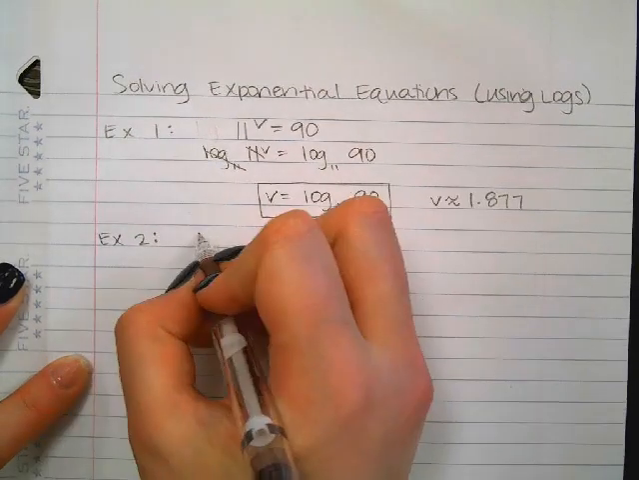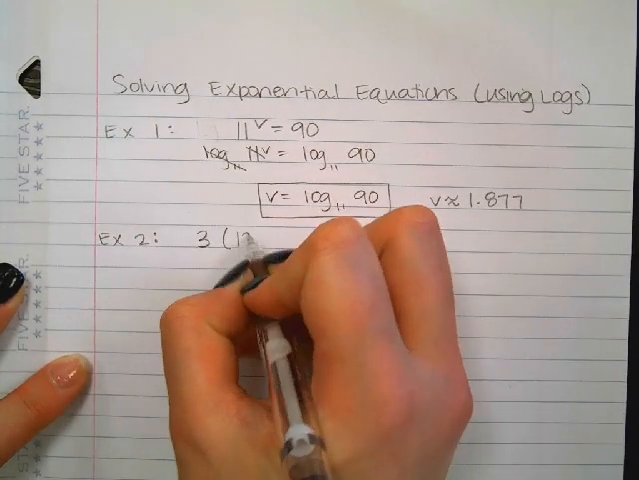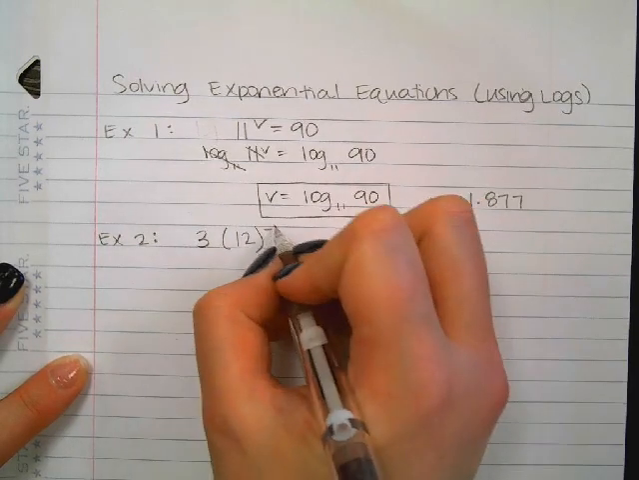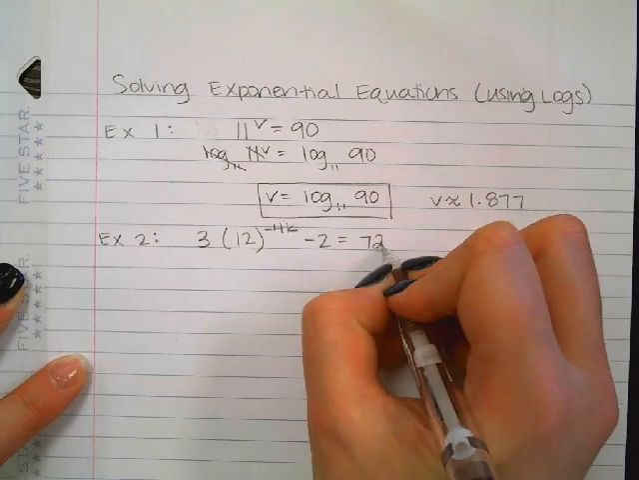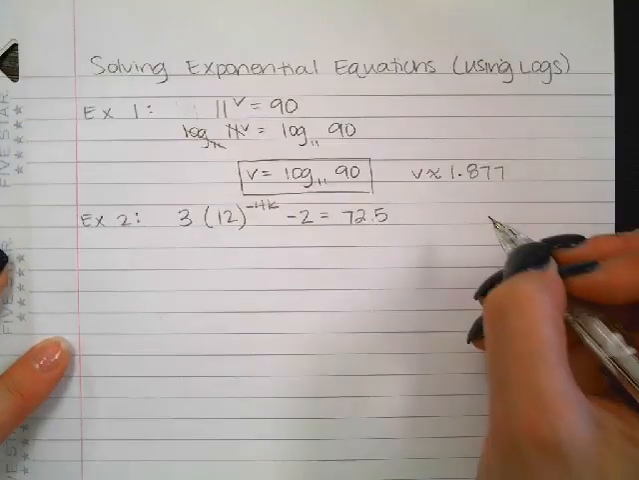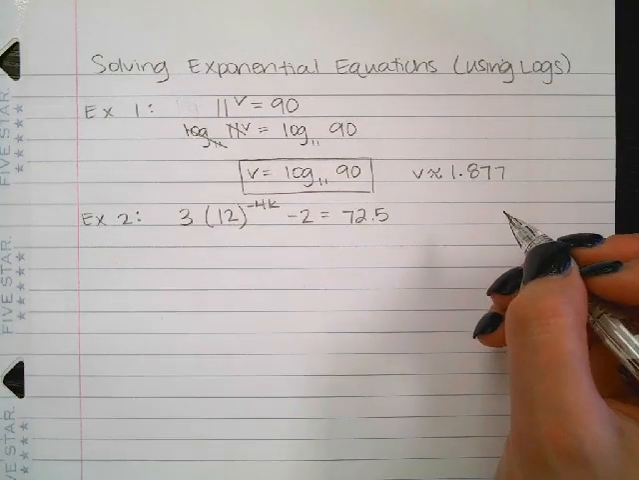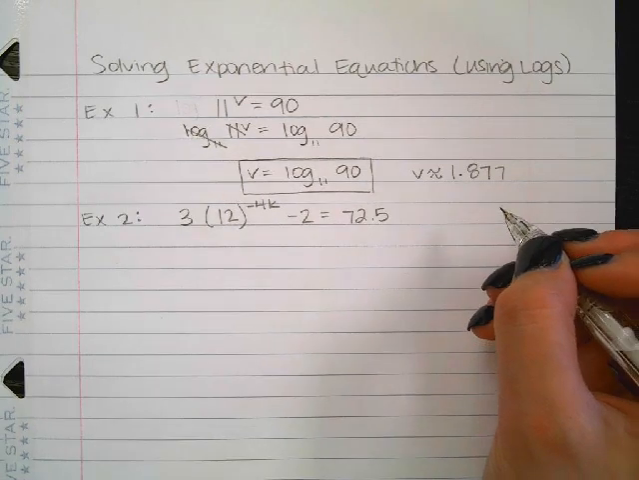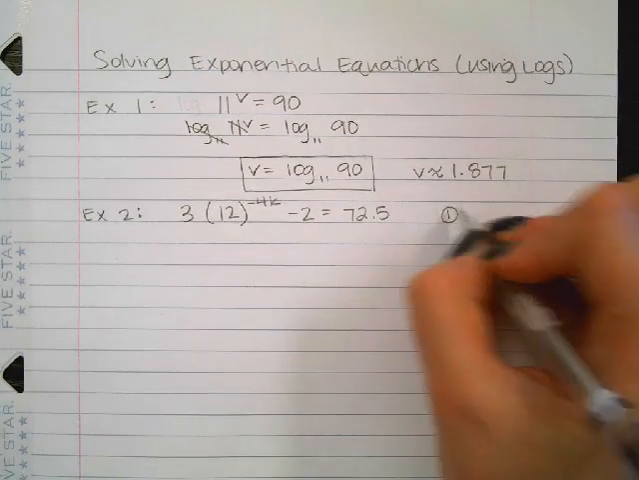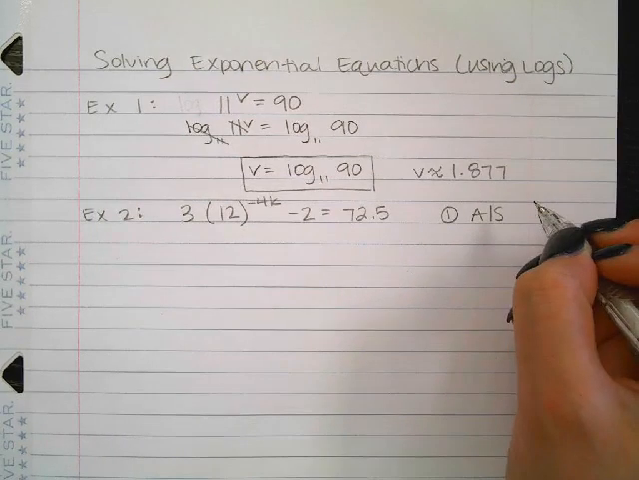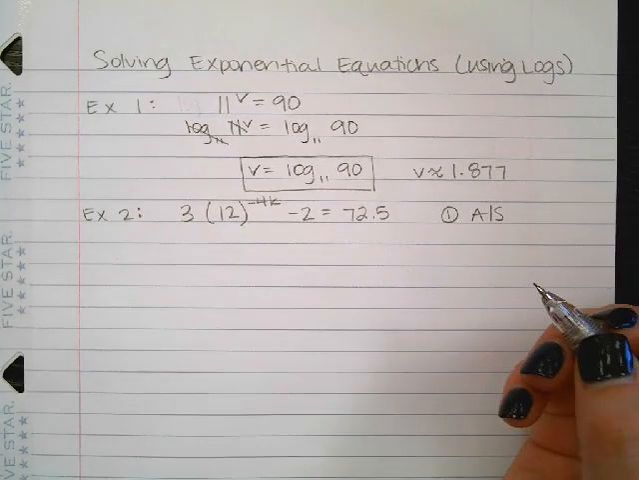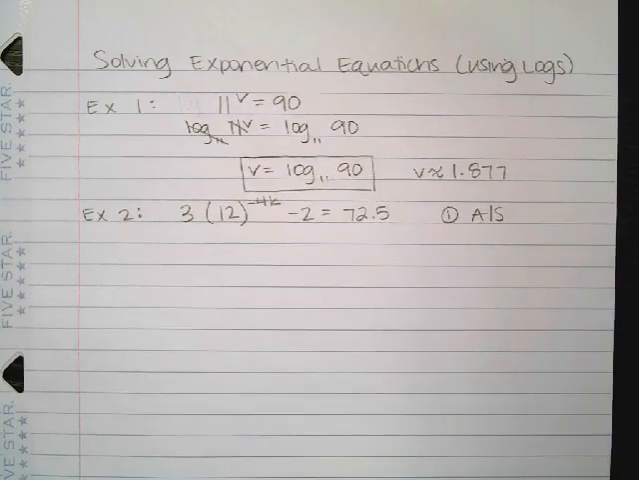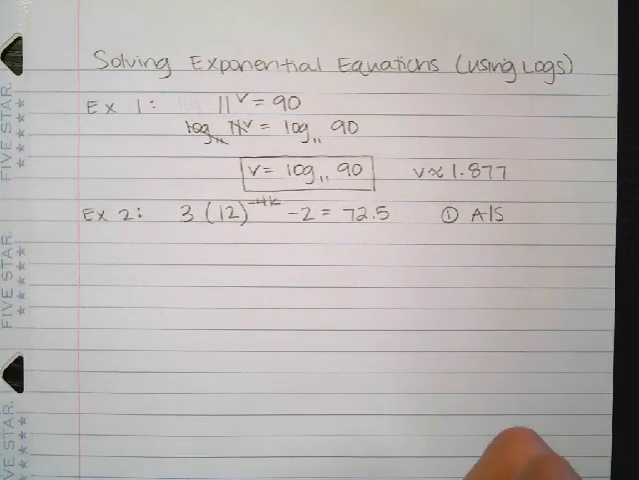So we're going to do a more difficult example now. 3 times 12 to the negative 4k minus 2 equals 72.5. So I'm going to remember back to the process that I used for inverses. First I'm going to say, is there anything I can add or subtract to the other side? Because really when I'm solving an equation, I'm doing inverse operations. I'm undoing each step until I can get to my variable.